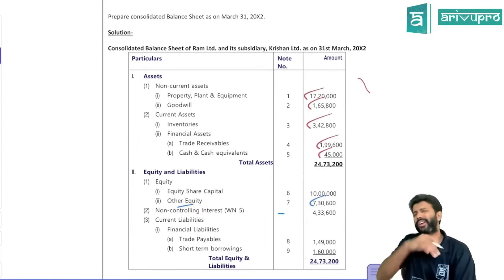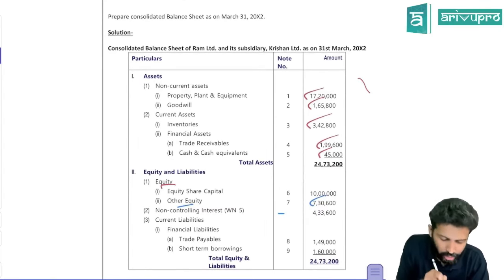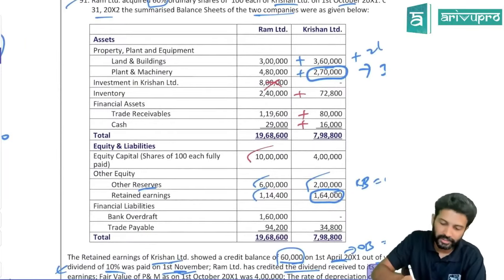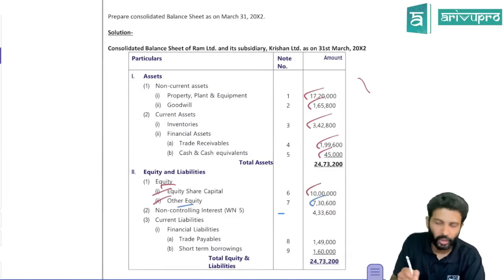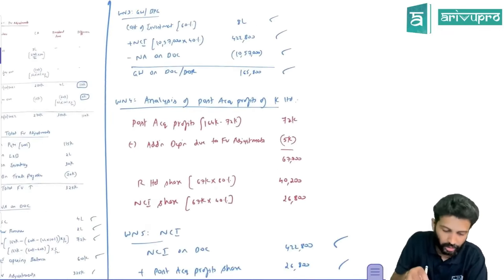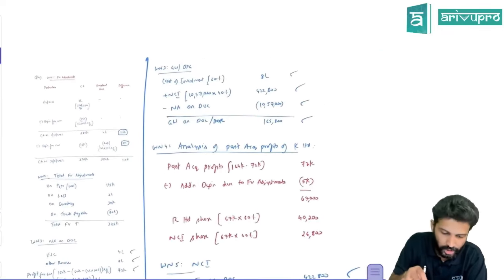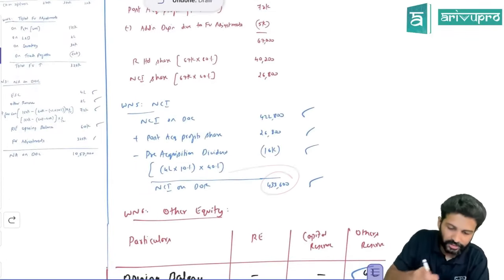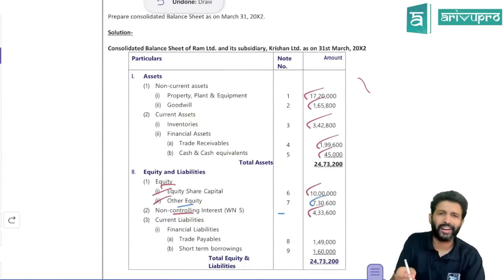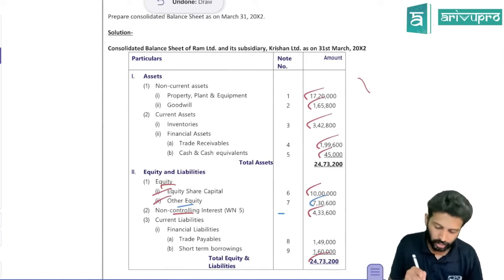And on the liability side, you'll write equity and liabilities. Under that equity, you'll show equity share capital and other equity. Equity share capital of only the holding company will come, which is 10 lakhs. Other equity we have already worked out, we ticked it off also. Do not forget the non-controlling interest to be shown. As per our working note, non-controlling interest we got is 4,33,600. How much have they shown? 4,33,600. Then the current liabilities, line by line you add. Only trade payable has a fair value adjustment. If you do this, balance sheet matched up.